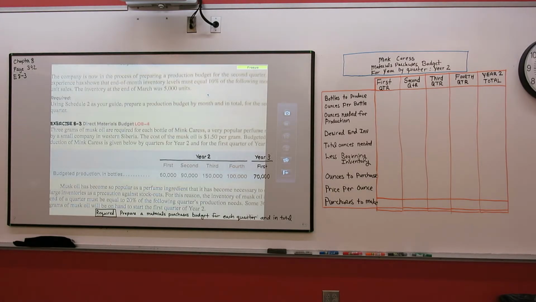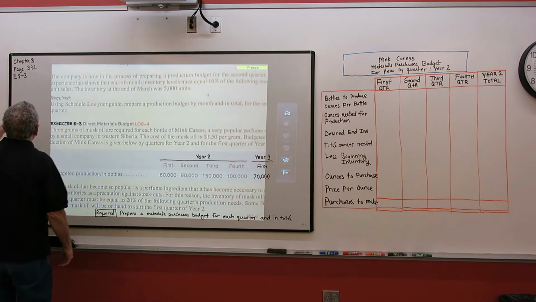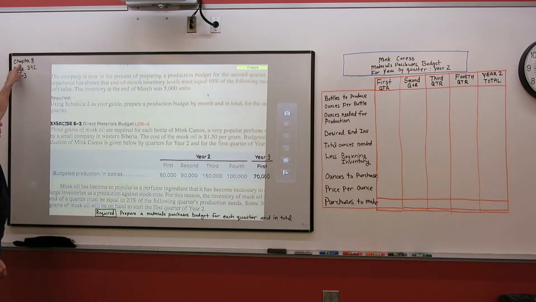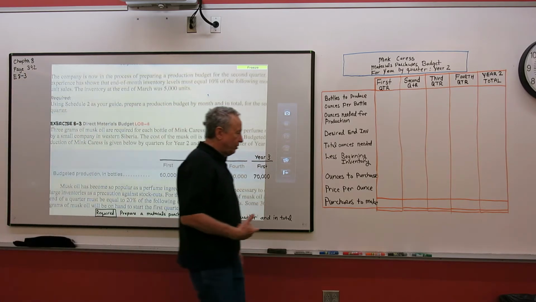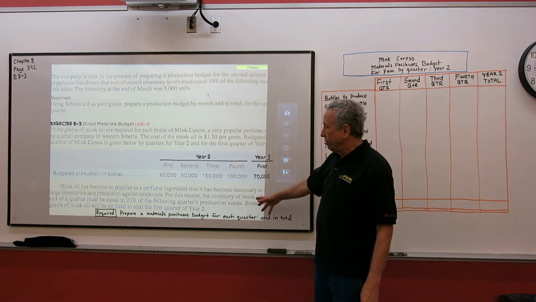All right, we're continuing chapter 8. I should be able to finish it pretty quickly, maybe in 20 minutes, but we're still in chapter 8, which we're working on budgets. This is on page 392, and we're going to work exercise 8.3. Exercise 8.3 is another budget. Actually, we've done one similar to this.